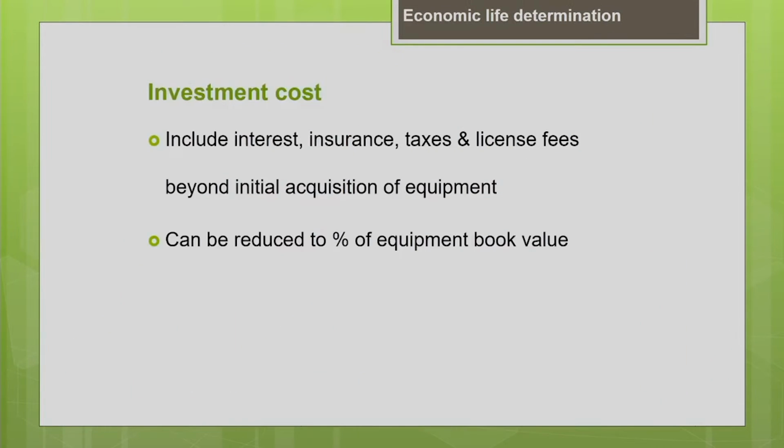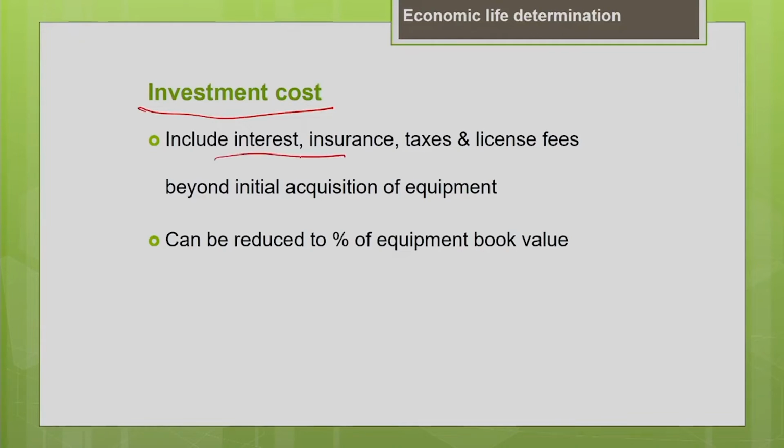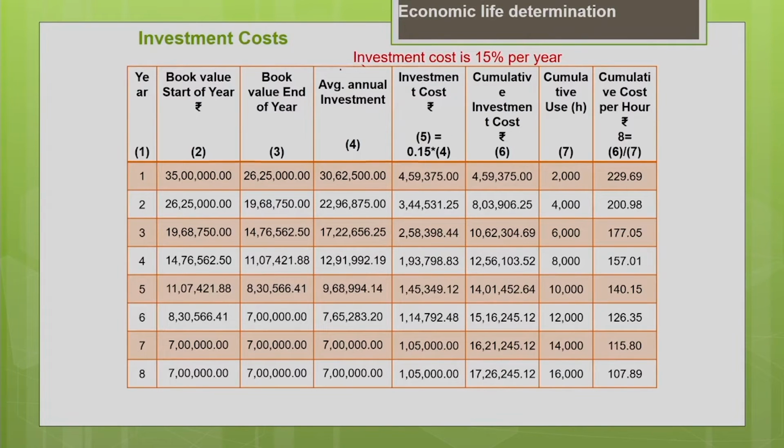Now comes the investment cost. This investment cost includes all the costs associated with the investment, like the interest you pay for the loan, your insurance, taxes, license fees, everything we are adding under investment. So, it can be calculated as a percentage of the equipment book value. In this problem the cost of investment is given as 15% per year.